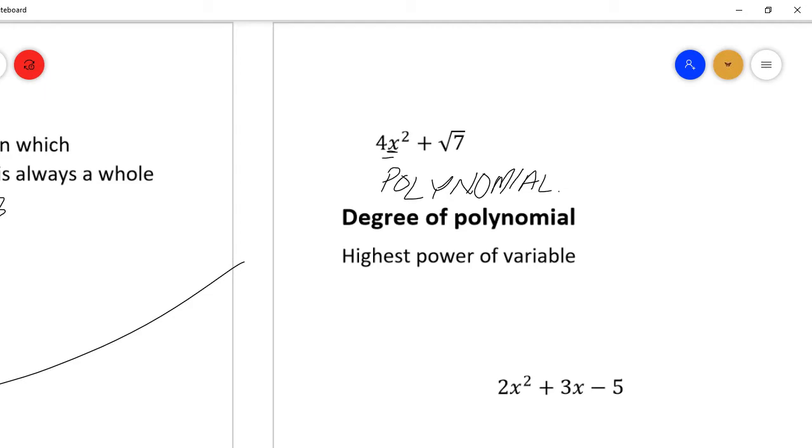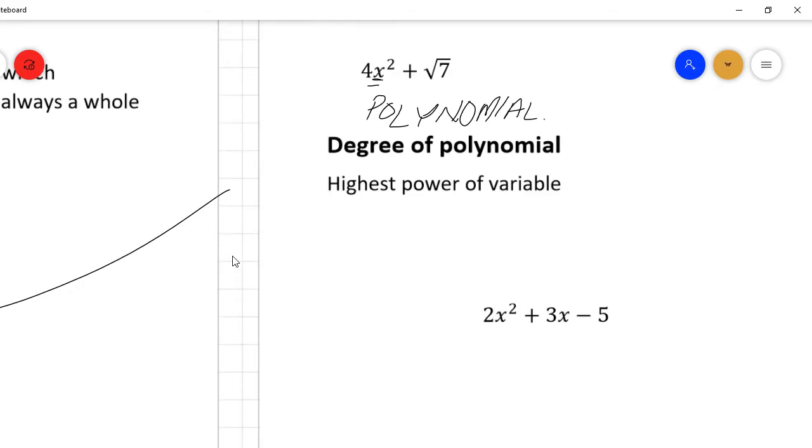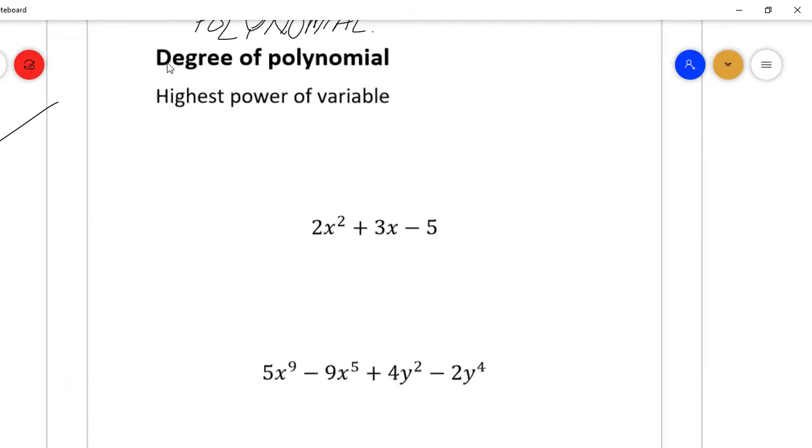Now come to the next topic, degree of polynomial. What is the degree of a polynomial? Degree of a polynomial is the highest power of the variable. So I can say if I have a polynomial and I want to check its degree, then I will check what is the highest power included in this expression, and it will be the degree of that given polynomial.